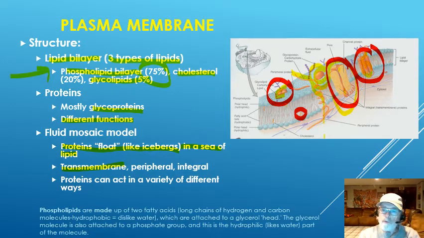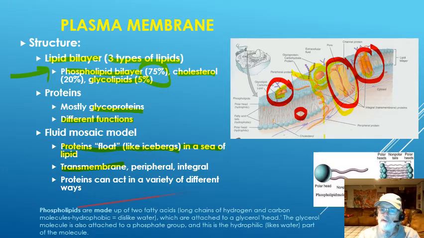Okay, so what we see with the phospholipids. Phospholipids are made up of two fatty acids, which are long-chain carbon and hydrogen molecules. And these areas are called hydrophobic. These areas right here are these long-chain fatty acids, the hydrophobic area. And hydrophobic means that they don't like water.